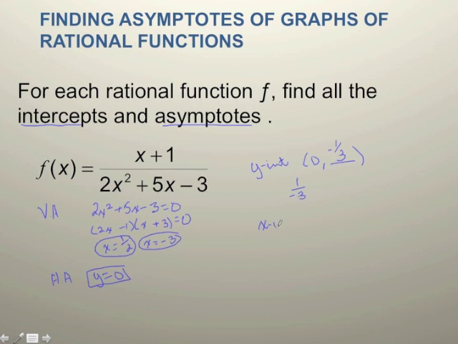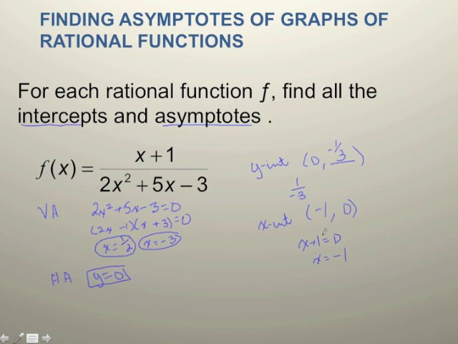The x-intercept: y equals 0, and you remember the only way this fraction can equal 0 is if the numerator equals 0. So x plus 1 has to equal 0, or x equals negative 1. So the point (negative 1, 0) is the x-intercept.